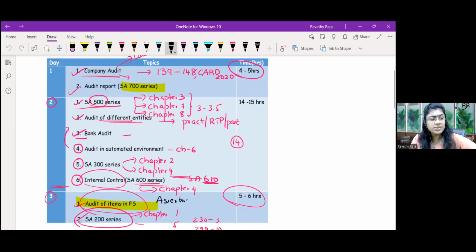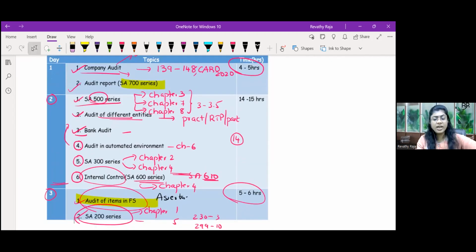So this is just the schedule which I have roughly prepared. You can change it according to your ease of learning. Now, students, said and done about the schedule. Now, going to the tips regarding the presentation.